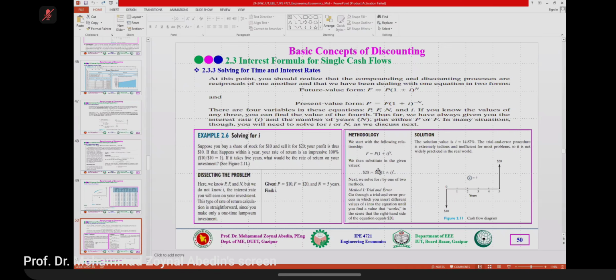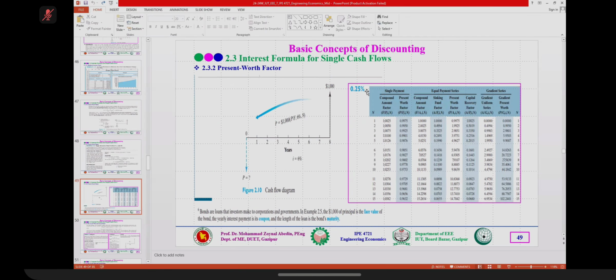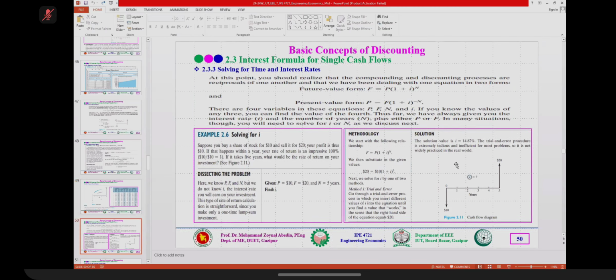In many ways you can find it: F equal to P into (1 plus i) to the power n. By using the calculator also you can do it. You can see $10 invested, a negative value, then first year, second year, third year, fourth year, fifth year, and it has become $20. We have to find out the value of i. So we can go to the interest table, or you can find it by calculator: i equal to 14.87%. Either you have the P value, the F value and the n value, then you can easily calculate the percentage, in a different way.